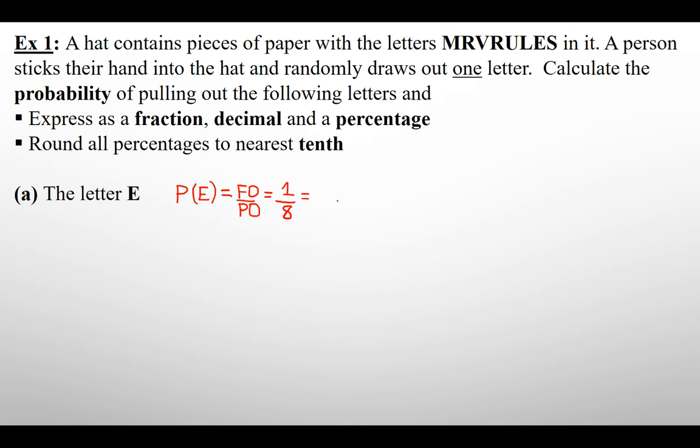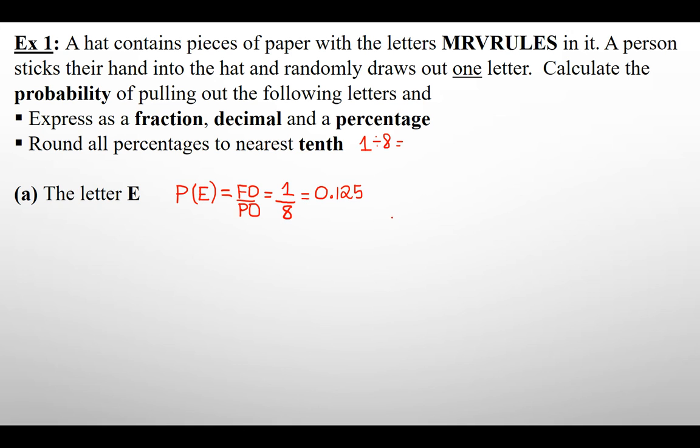Now, to express it as a decimal number, you'd plug this into your calculator as 1 divided by 8. That's what a fraction is. A fraction is just division. Okay, 1 divided by 8, if you plug it into your calculator, would give you 0.125, which is a terminating decimal.